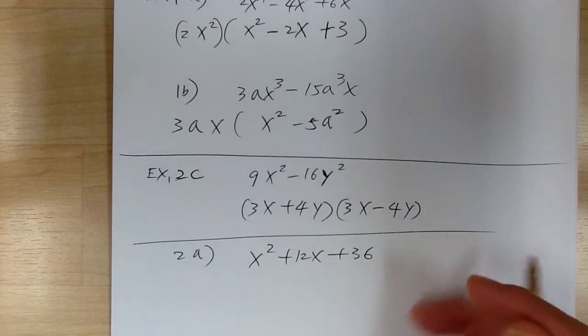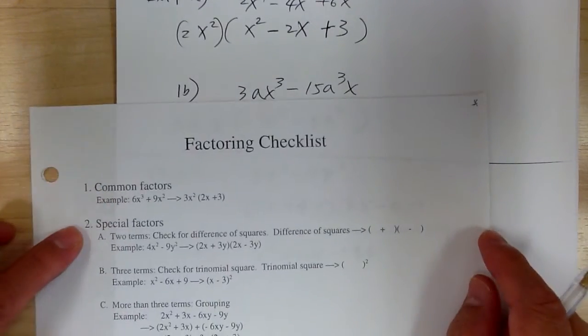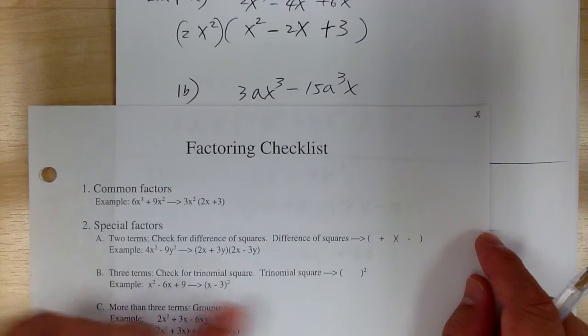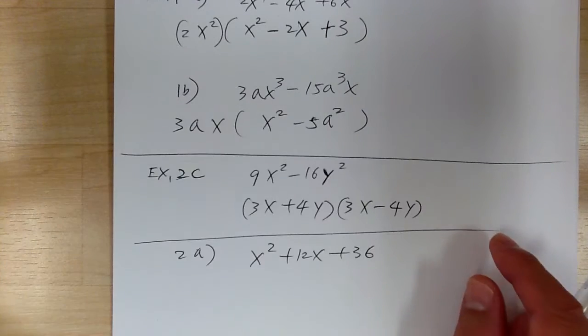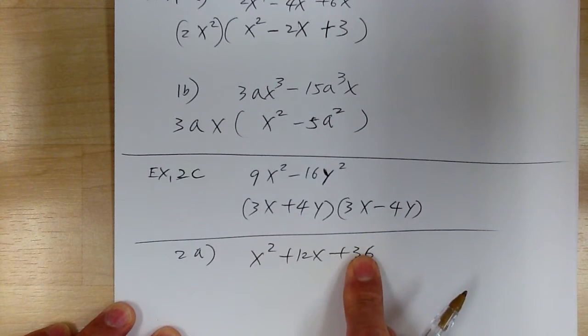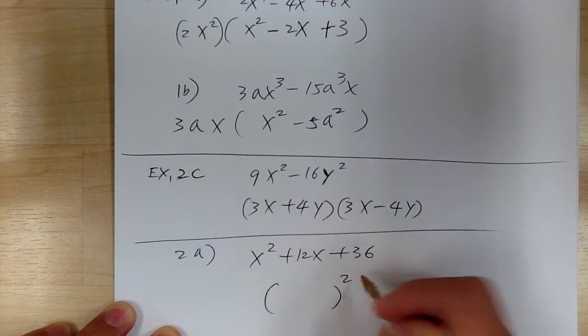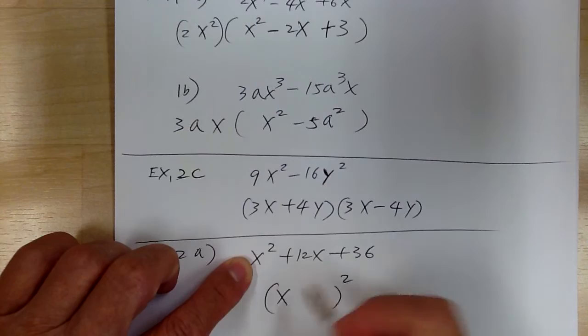So again, you go through the checklist. Step 1, common factor, cannot. So you go to step 2, number of terms, 3 terms. So you want to check for trinomial square, and that would be that format. Okay, so the way to check is this is a perfect square, this is a perfect square. And so you want to guess. So from here, in order to get x squared, you need to have an x, right?